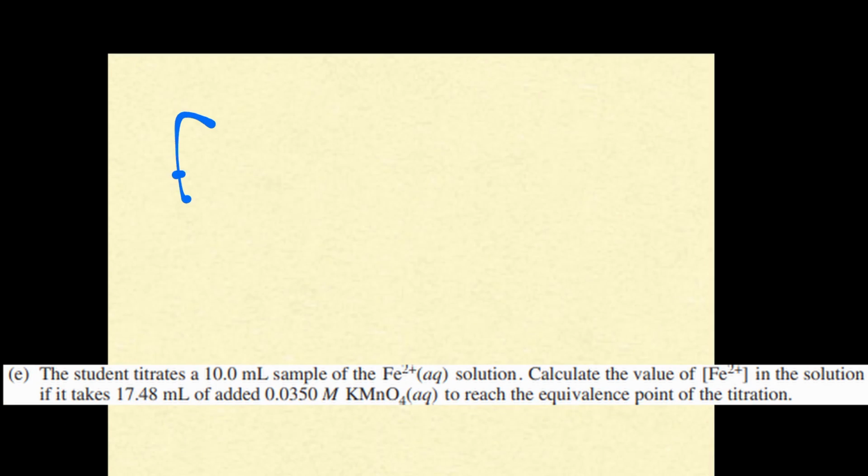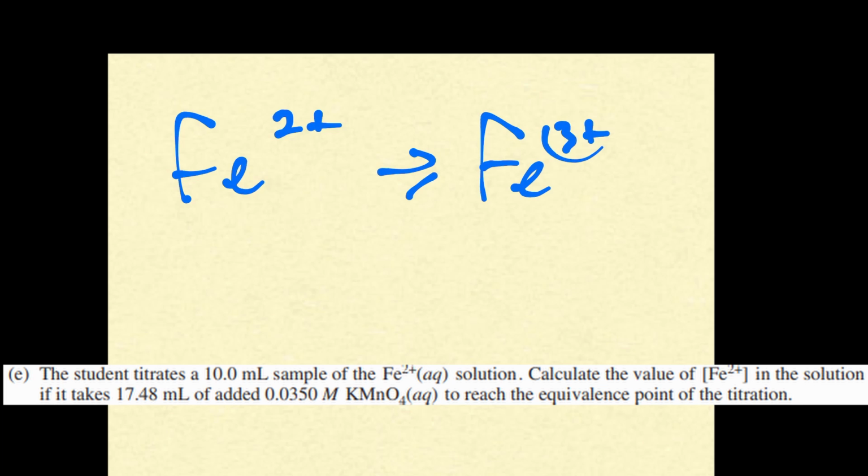This is just a simple redox half reaction. We take our original species, iron 2+, and change it into iron 3+. So, since we gain a charge, we also have to lose an electron, and we put it on the product side.